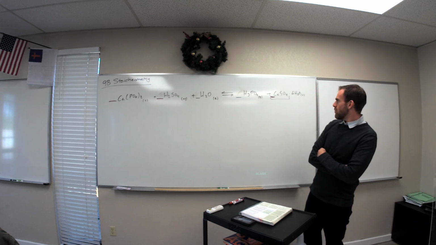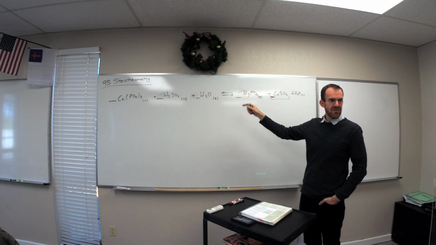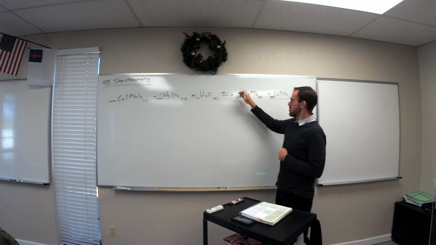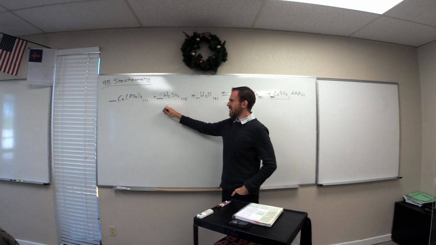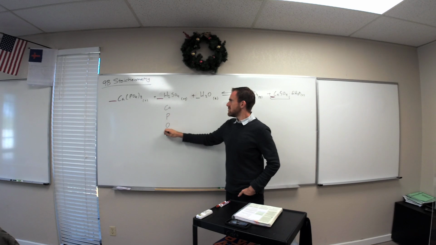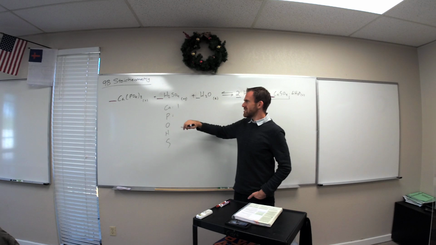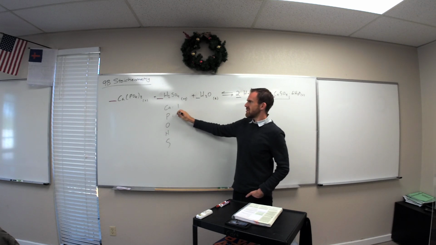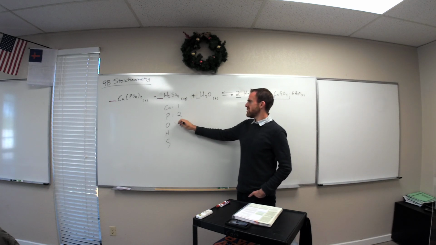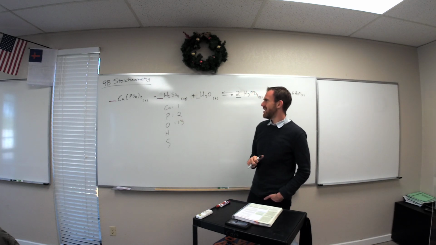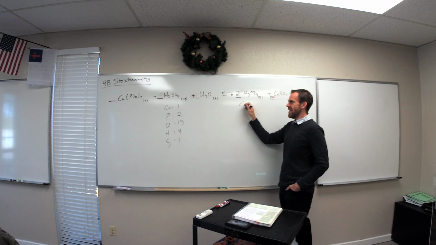Okay? Unfortunately, this doesn't balance, right? So maybe we'll try 2. And what does that give us? Let's write everything out painfully. How many calciums? 1. Good job. Phosphorus? 2. Oxygen? 6, 5, 13. Hydrogen? 4. Sulfur? 1. This side?